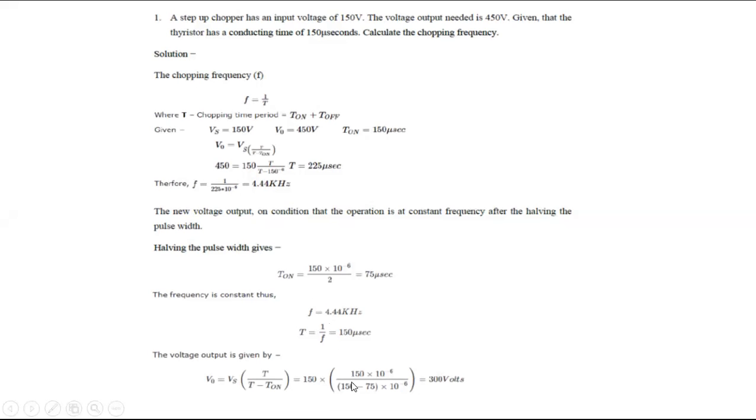So Vs into T is how much? 150, and 150 minus T on. So only the T on value starts to change here. You can see here T on is 150. As the pulse width is halved, the on time period is also halved, 75. You are going to get the result. So you can substitute. This is the expression. So chopper problems, mainly for the BTech students, will be based on T on and T off.